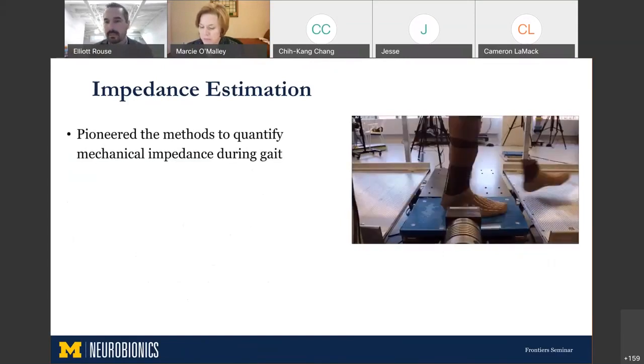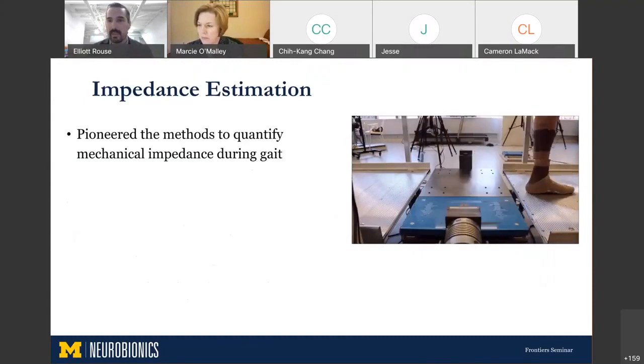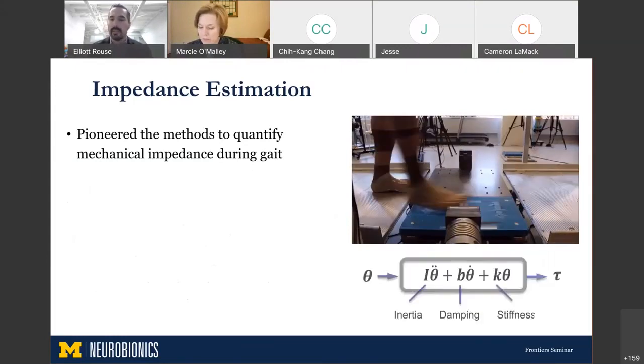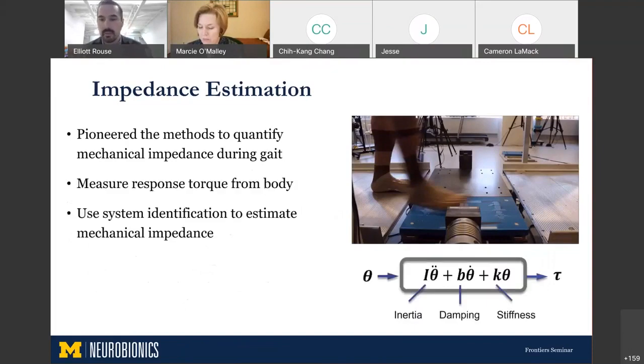Someone walks across a walkway and they experience a slight perturbation, about 2 degrees. And that blue thing in that video is a force platform. So we measure the force between the foot and the ground. And then we can fit a second order mechanical model between the perturbation displacement and the perturbation response torque. And we do that using system identification techniques.